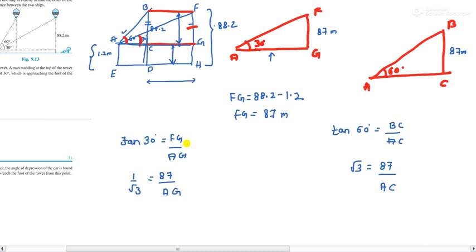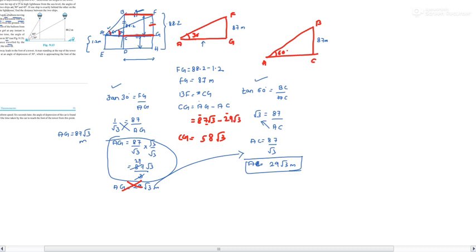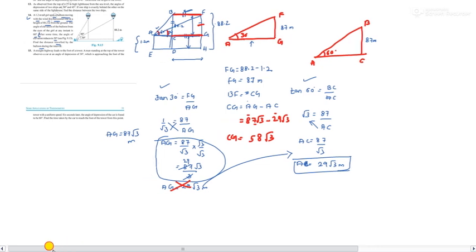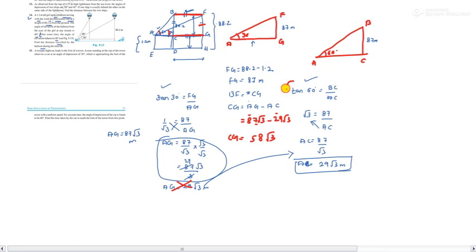Got it? Anyone having any doubt till here? Sir, any doubt? Can you explain tan 60? Sorry, which one? Tan 60 you have taught me, sir. Tan 60 is equal to BC by AC.